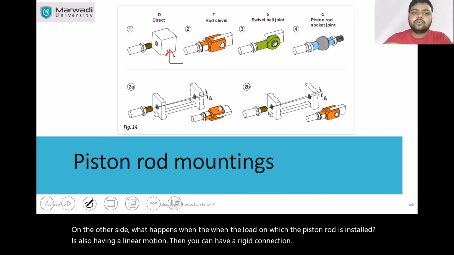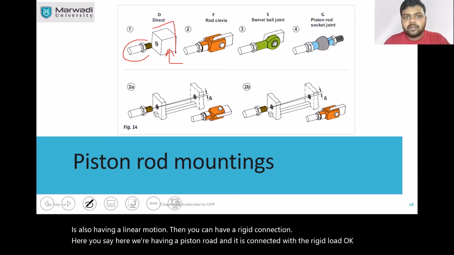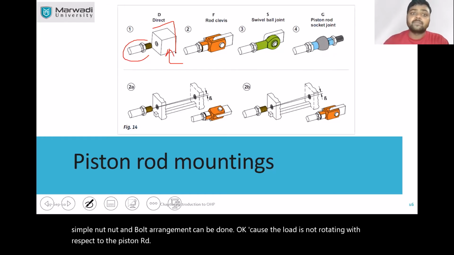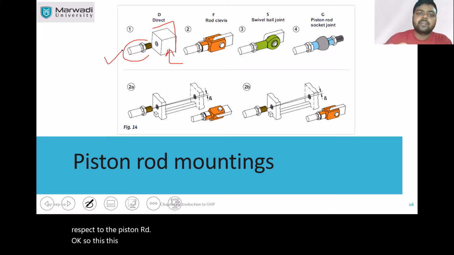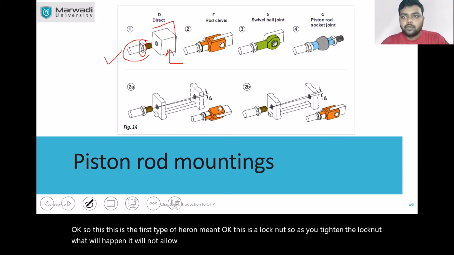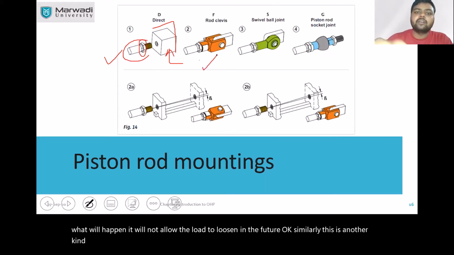Here we are having a piston rod and it is connected with the rigid load. So a simple nut and bolt arrangement can be done, because the load is not rotating with respect to the piston rod. So this is the first type of arrangement. This is a lock nut. As you tighten the lock nut, it will not allow the load to loosen in the future. Similarly, this is another kind of arrangement in which we are providing a load clevis.